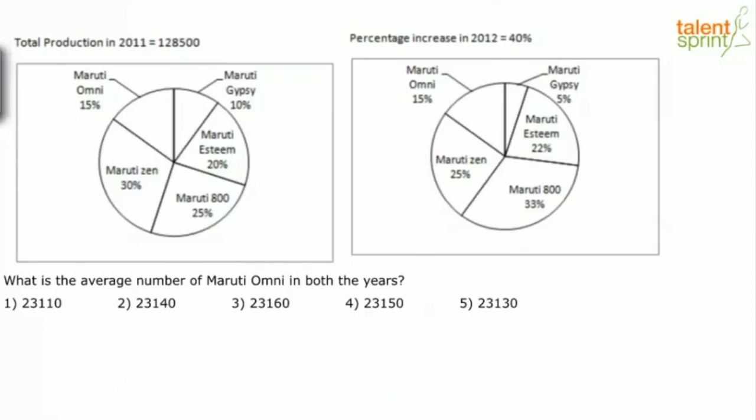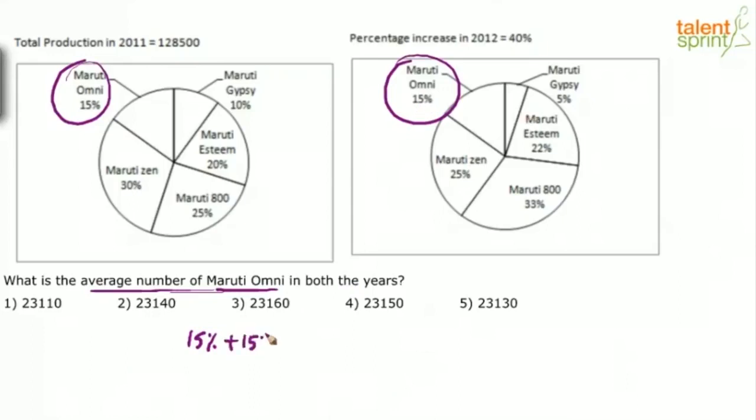Here's the next one. What is the average number of Maruti Omni in both the years? Now this again is a simple average based question. I've told you, right? Questions can be on average. So you have to find the average of the Maruti Omni in 2012 and 2011, in both the years. Omni in 2011 is 15%, right? How much is it in 2012? We have already discussed this. 15% of 140%. So 15% plus 15% of 140%, divided by 2. This should be multiplied by 1,28,500.